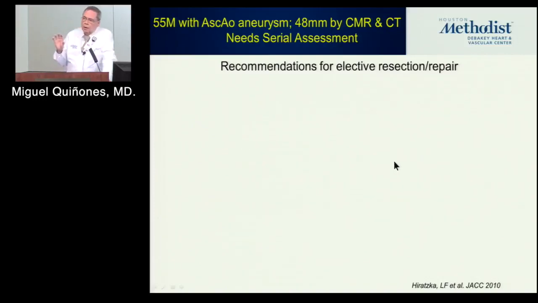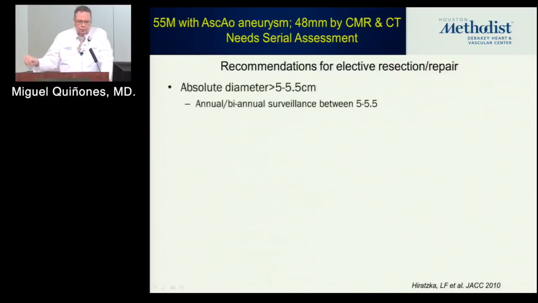Now, in terms of recommendations for elective repair, and I wouldn't be surprised if Faisal also has a slide on that. When we're following people who are happy, who don't have any symptoms other than a diagnosis of an ascending aortic aneurysm, usually between 5 and 5.5 is that gray zone. Beyond 5.5, most surgeons and cardiologists would recommend elective repair. When people are in that gray zone, they usually recommend between biannual and annual assessment, again depending on the track record the patient has of serial changes.